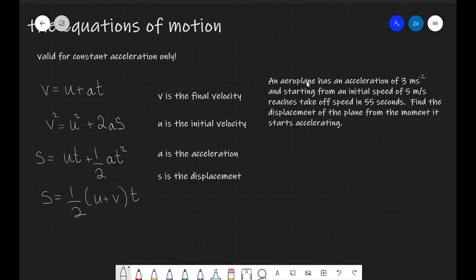Okay, one more example. We have an airplane that has an acceleration of 3 meters per second squared, and starting from initial speed u is equal to 5 meters per second, reaches takeoff speed in 55 seconds. Find the displacement of the airplane from the moment it starts accelerating.